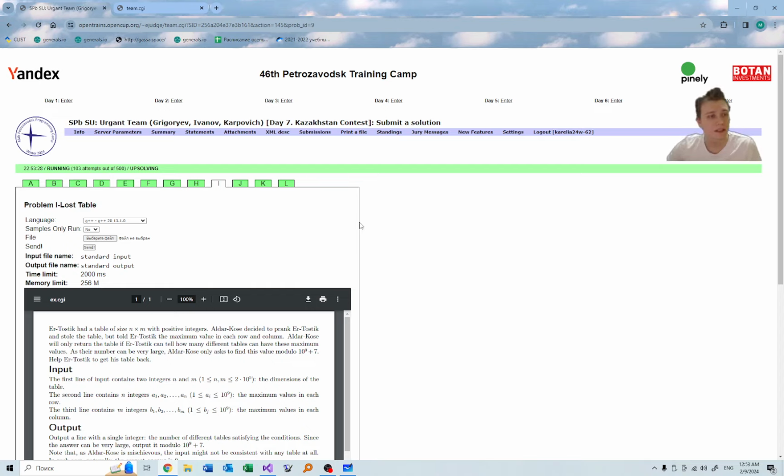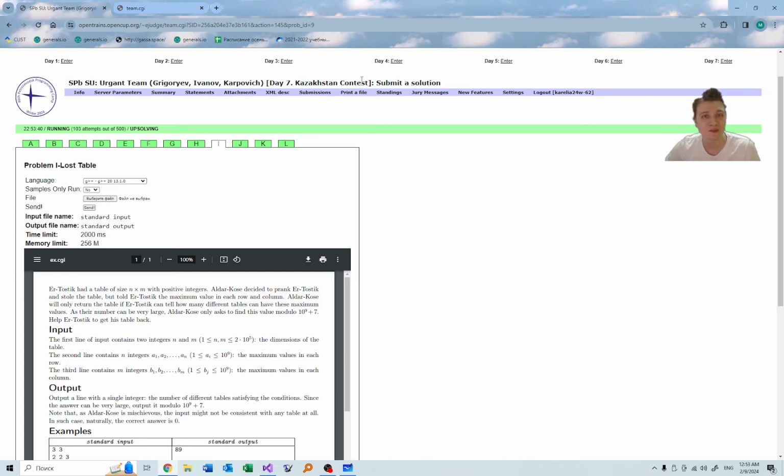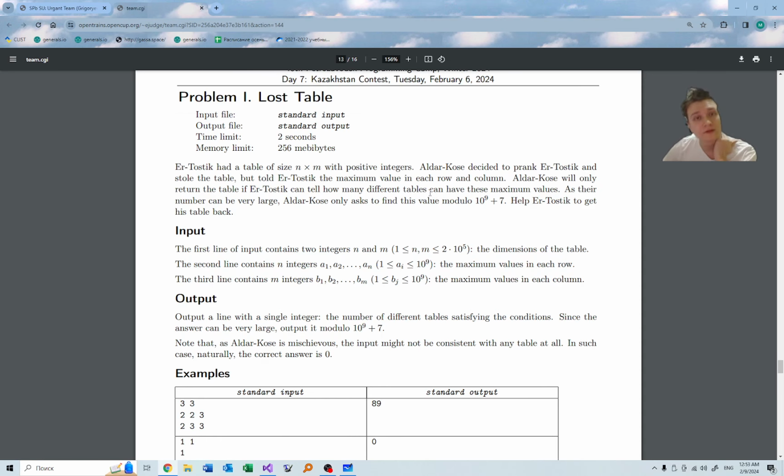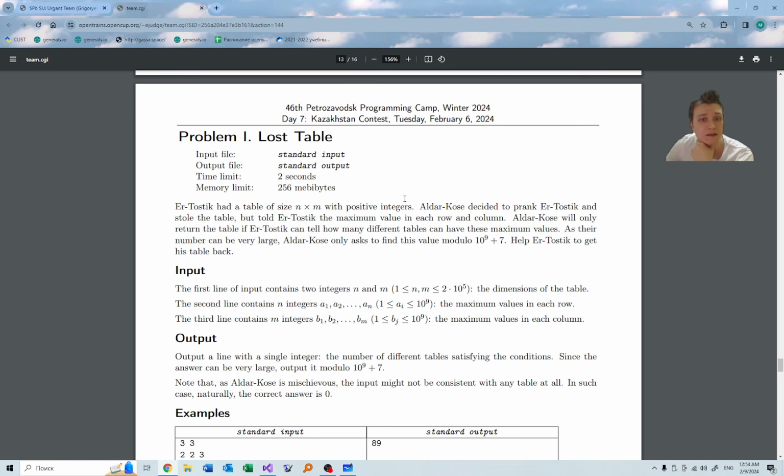So, recently I was a participant of the 46th Petrozavodsk training camp, and we actually managed to solve almost all problems. So this problem I is the last one. I chanced to already skim through the editorial, but it was fast and I didn't look really into details. So starting from this point, I'll try to do it as much as possible on my own and upsolve it.